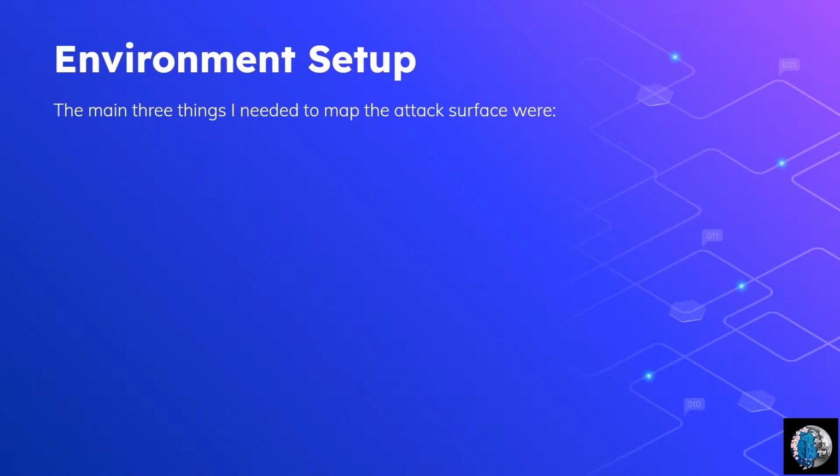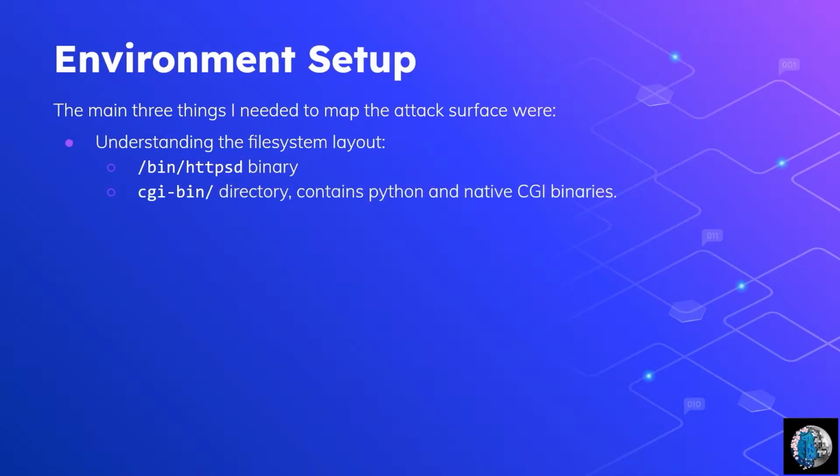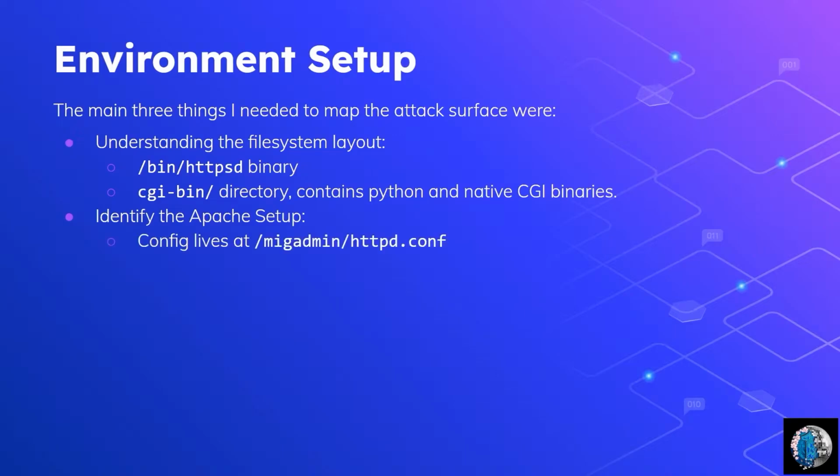Right. So after we got the file system extracted, we need to map the attack surface. The main three things I needed were: the first one is to understand the file system layout. For the purpose of this talk, what you need to know is that in the bin directory, there's an HTTPSD binary. There's also a CGI bin directory accessible from the web. The second thing is to identify the Apache setup, because this HTTPSD binary is actually an Apache server.